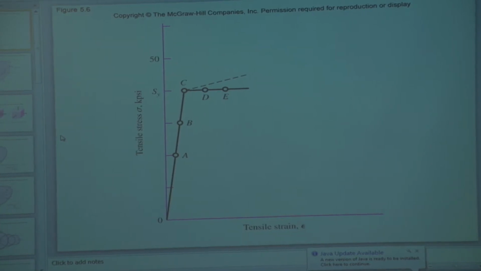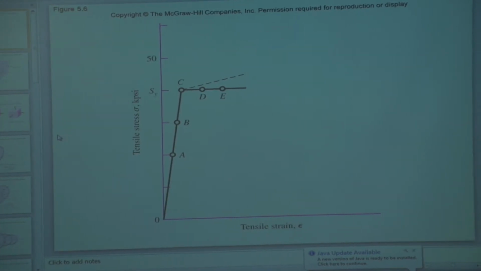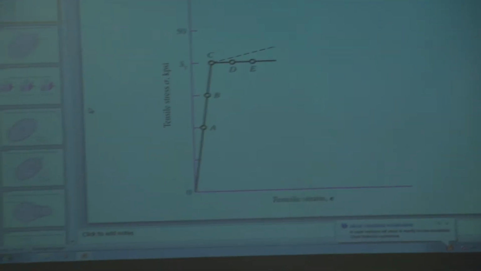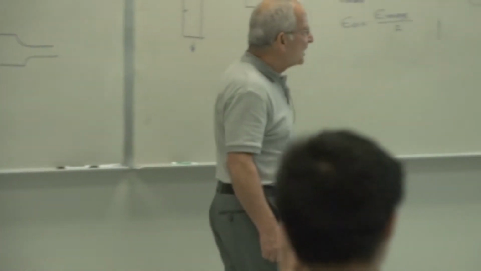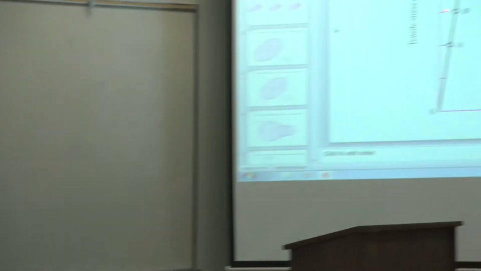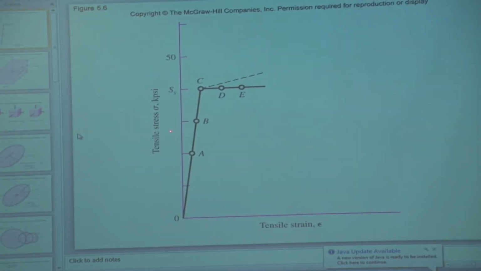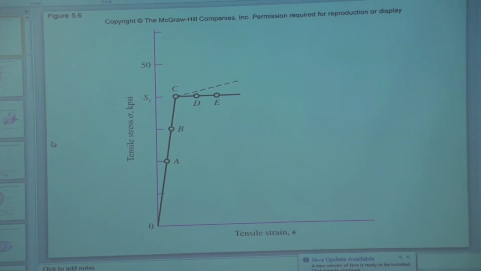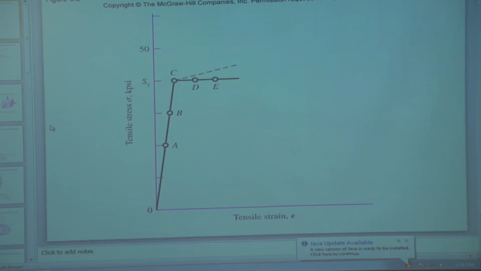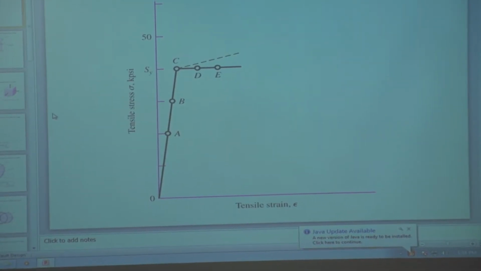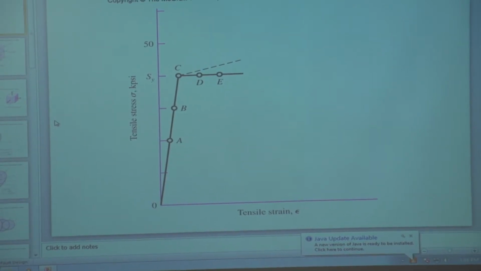What is the value of SY from the graph? 40 KSI. What is the value of the stress at this point? Nominal stress. 30, right? So the maximum stress is 40. The nominal stress is 30. So what's the stress concentration factor?